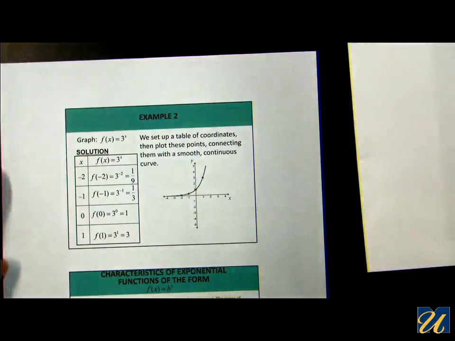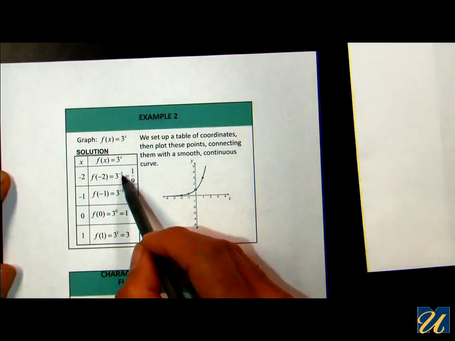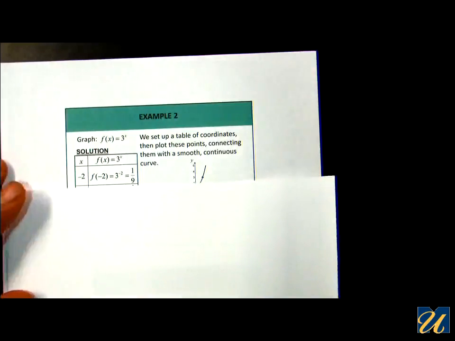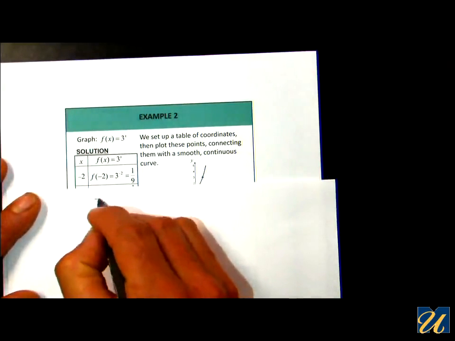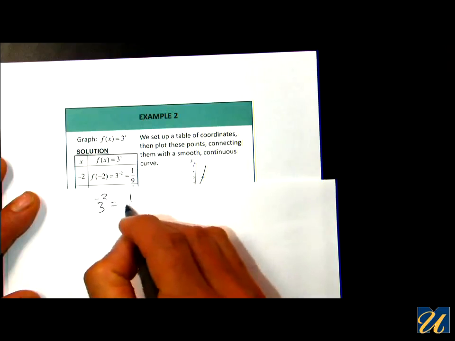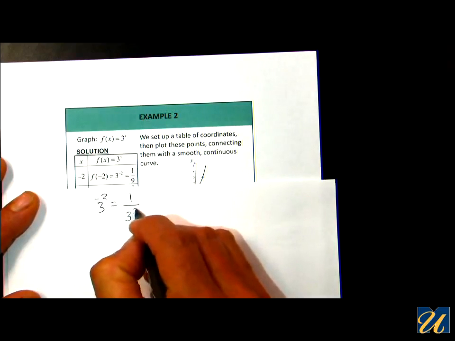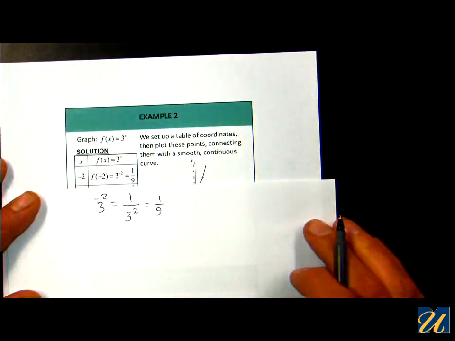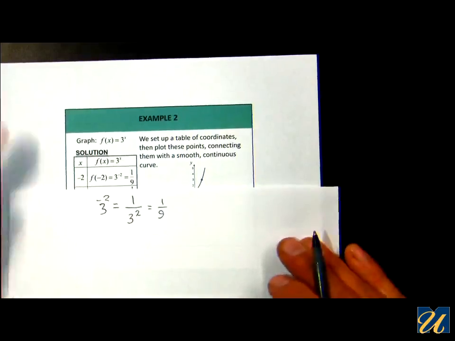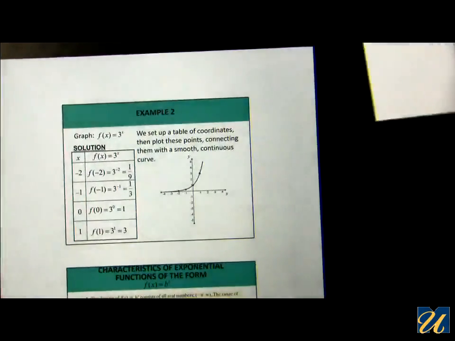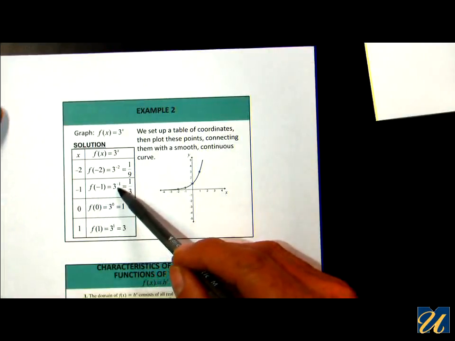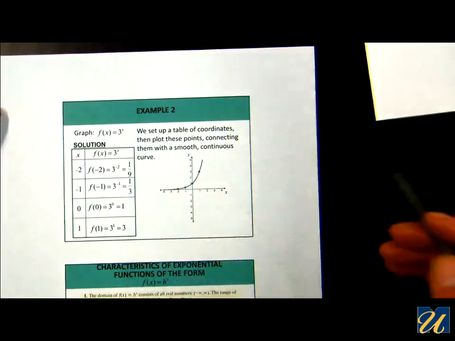Okay, so when x is equal to negative 2, then we have 3 to the power negative 2. 3 to the power negative 2 means, by rule of exponents, 1 divided by 3 to the positive 2, and that's how we're getting 1/9 there for the y-coordinate. In a similar way, when x is negative 1, f of negative 1 is 3 to the negative 1 power, which is 1 over 3 to the first power, which is a third.